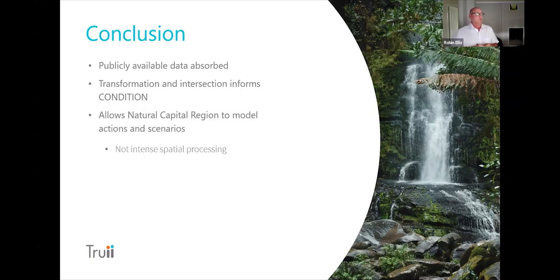So we've done a bunch of transforming and intersections to inform the condition. And we do that intentionally to make sure that Natural Capital Region doesn't have to do more of that. So Natural Capital Region can do what it's designed to do, and do really, really complex action and scenario modeling. And it can lead to spatial analysis, but related tools at a site level, all for you to do yourselves. But we think that by providing the data in this format, we can open up all sorts of potential to people.